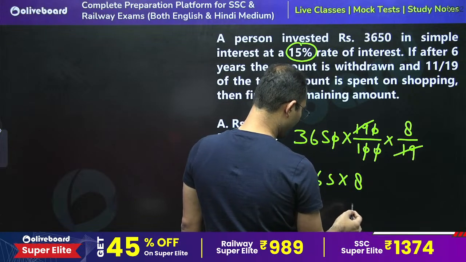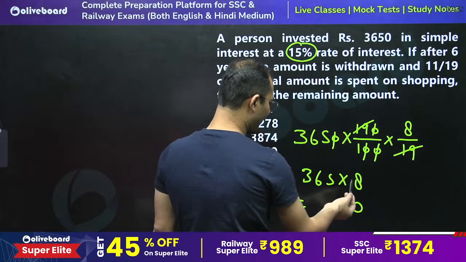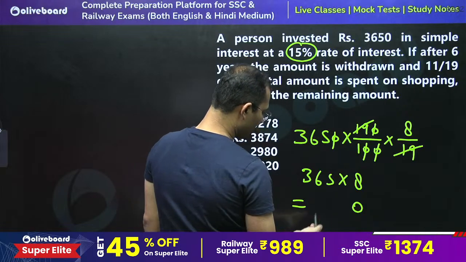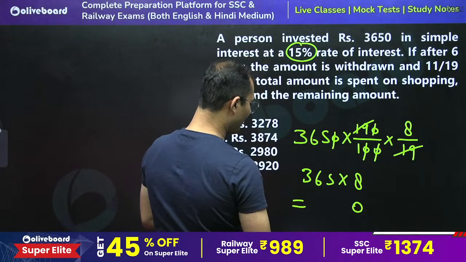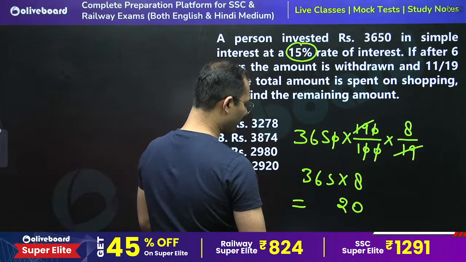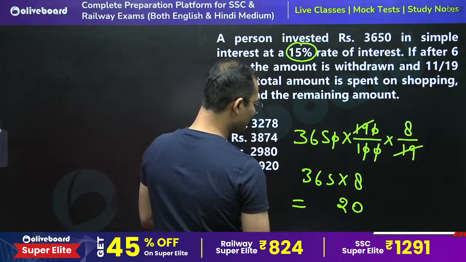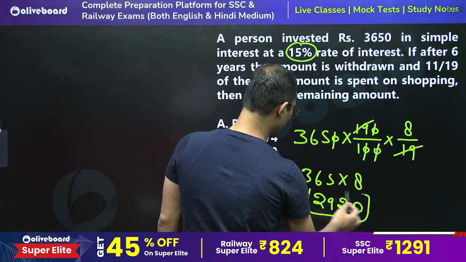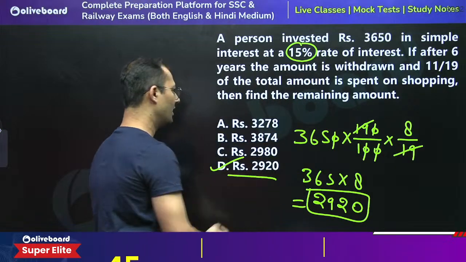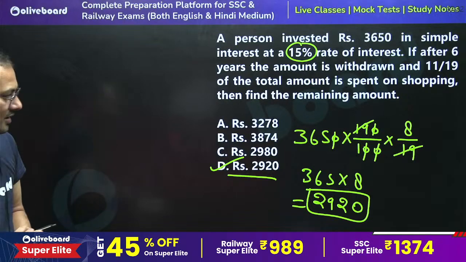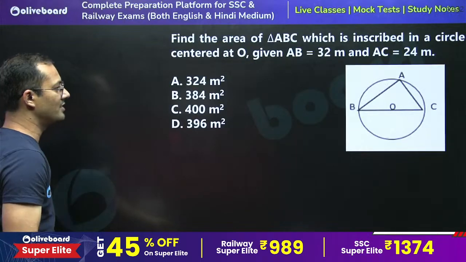So 8 5s are 40, carry 4. 8 6s are 48, and 4, 52. Carry 5. 8 3s are 24, and 5, 29, right? So we can say that 2920 is the right answer. D part is the right answer. Yes, D is the right answer.